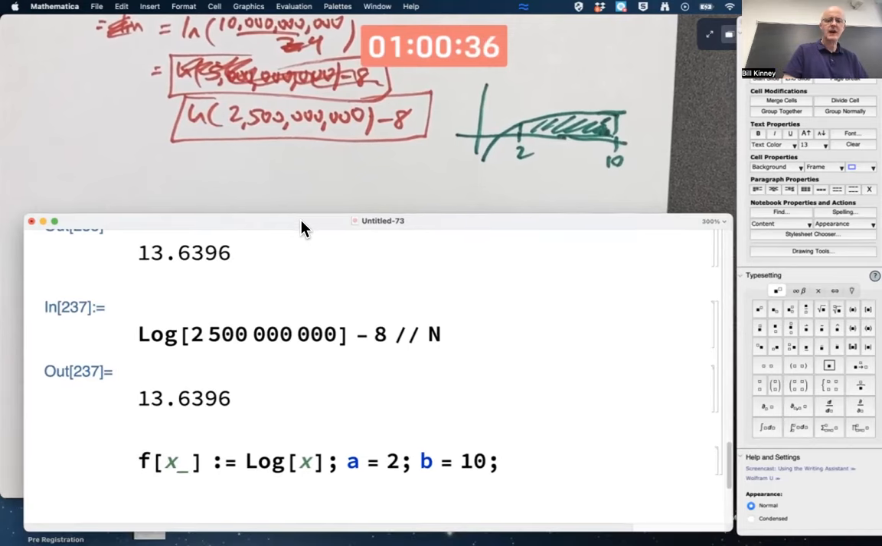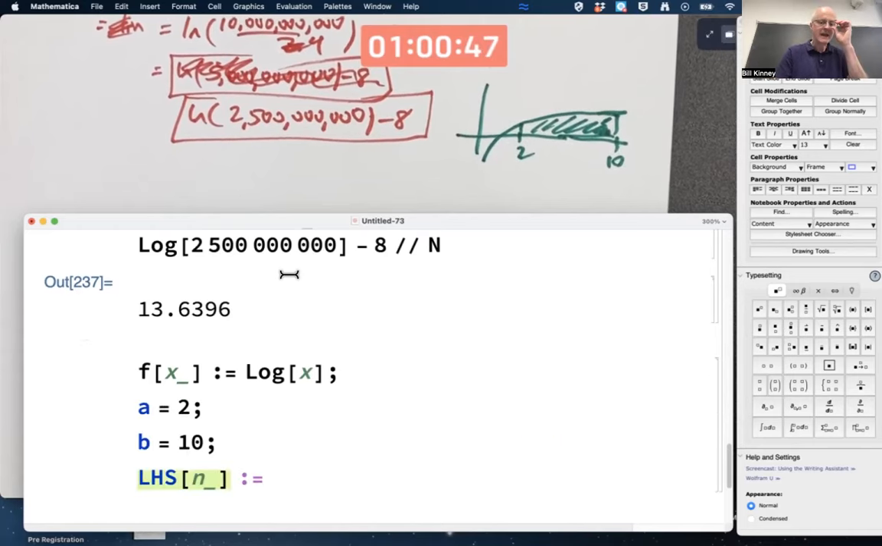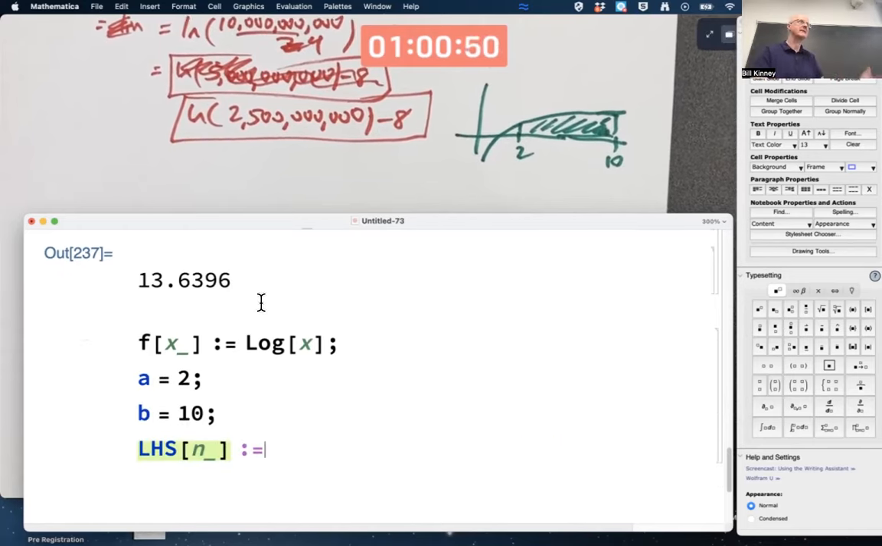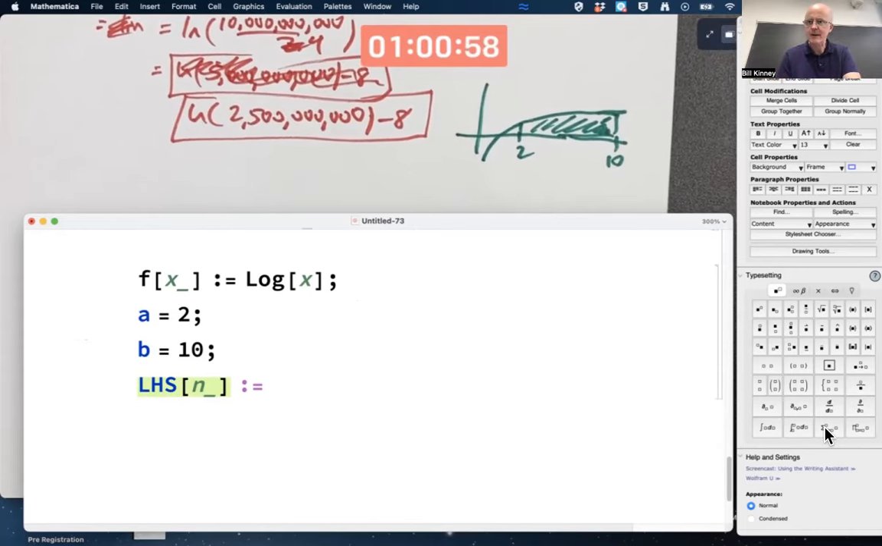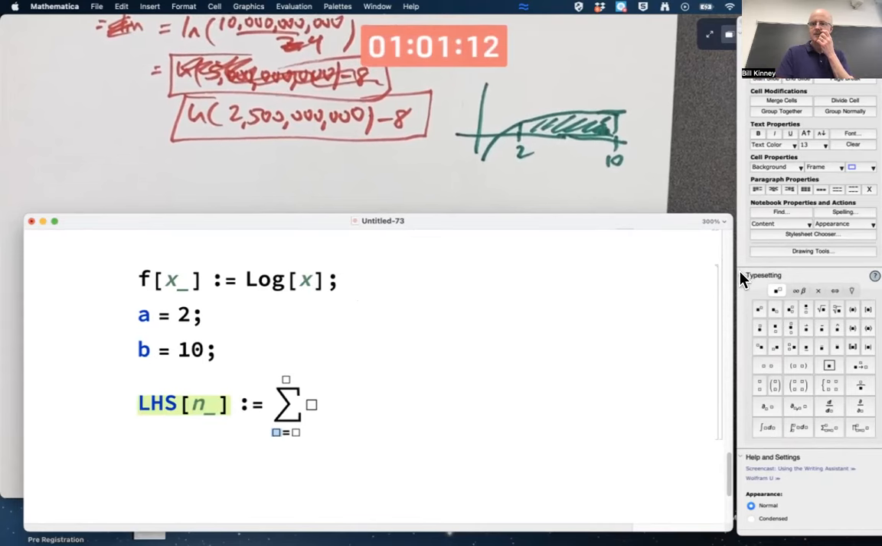I'm again about to program the left and right hand sums into Mathematica. LHS, okay, let's do it this way. LHS of n for the summations, n is ultimately the variable, just like I wrote it by hand. Within the summation itself, i is the variable. Do a summation button over here on the palette. Again, you get the writing assistant by going to the palette's menu and going down to writing assistant. And under typesetting, it's this last tab here. You can find buttons like an integral button and a summation button.